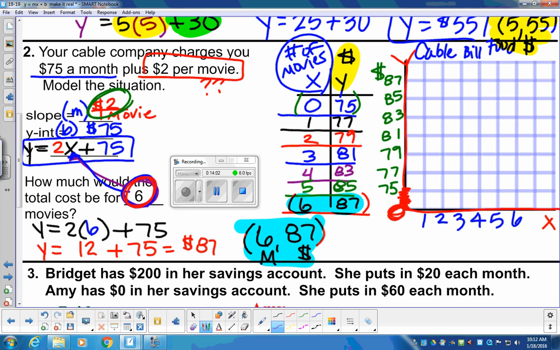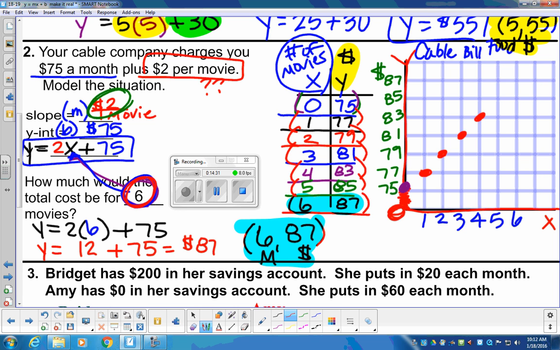All right, so here we go. We're going to graph each of those. So we would say 0 movies cost us $75. Go ahead and put a data point at 0, 75. Then we have 1 movie. 1 movie costs $77. We're going to go right 1, up 77. 1 movie, $77. 2 movies. 2 movies is $79. 3 movies. 3 movies is $81. 4 movies is $83.